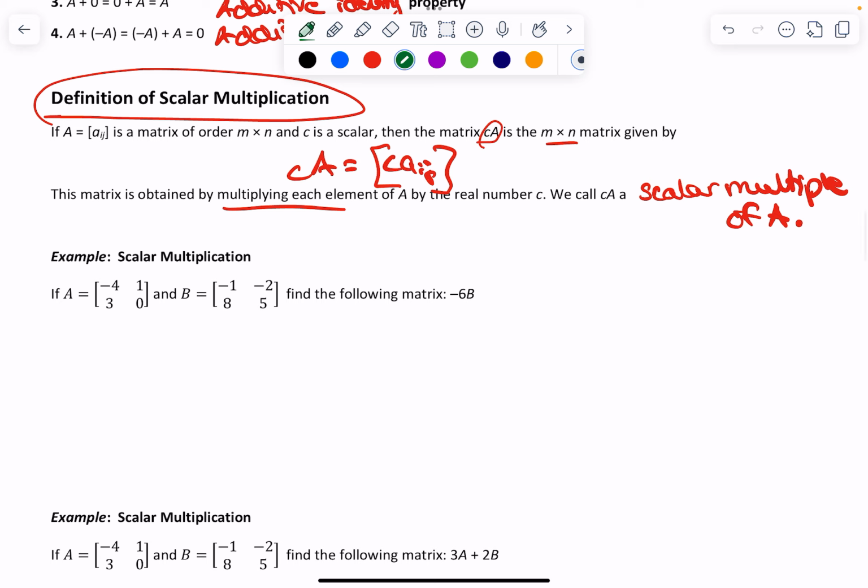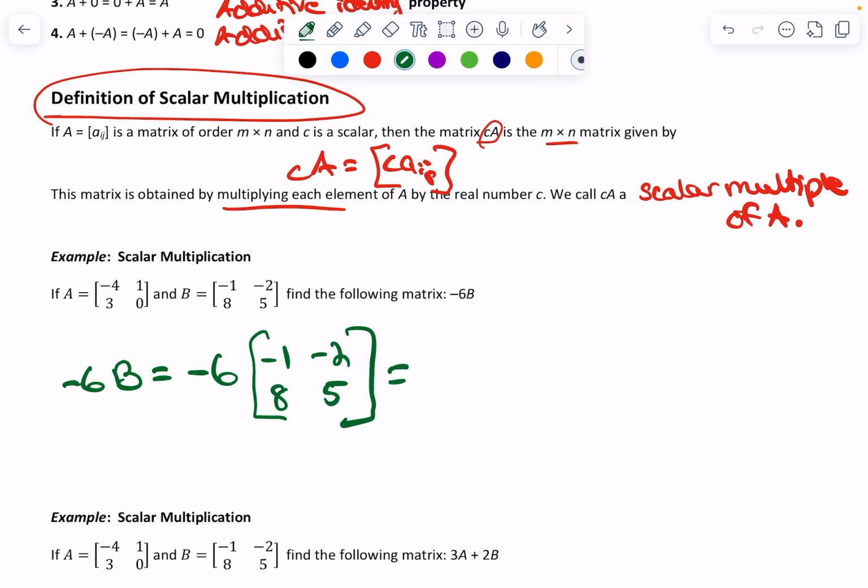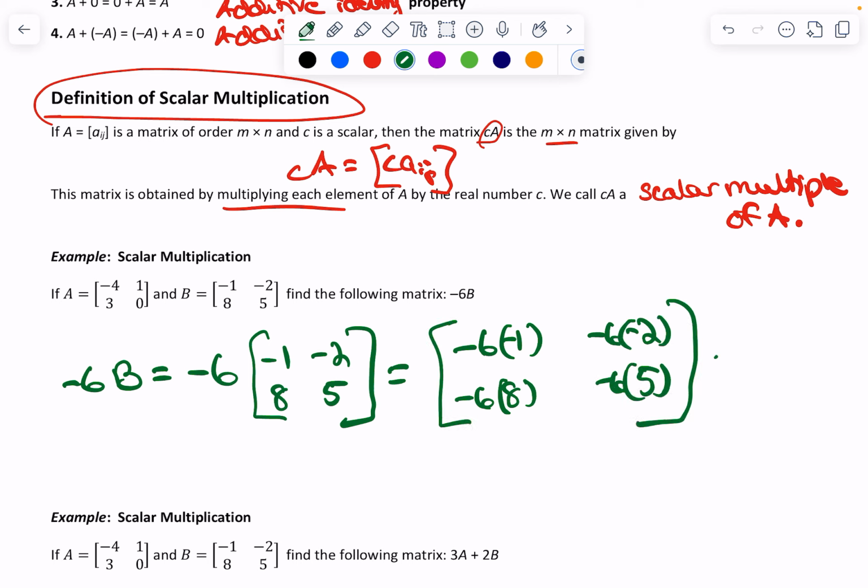Okay, so let's see an example. We have matrix A and matrix B, and now we need to find negative 6B. So negative 6 is going to go outside, and our B matrix is negative 1, 8, negative 2, and 5, and we are multiplying each element by negative 6. So negative 6 times negative 1, negative 6 times 8, negative 6 times negative 2, and negative 6 times 5, and this is our new matrix. Now we do the multiplication, and we get 6, negative 48, 12, and negative 30. And that's it.